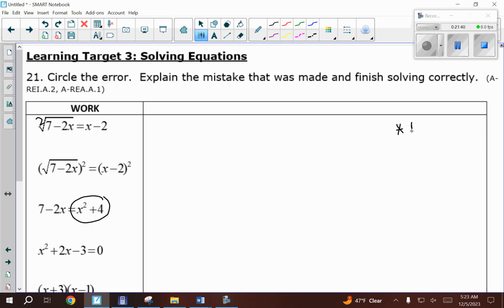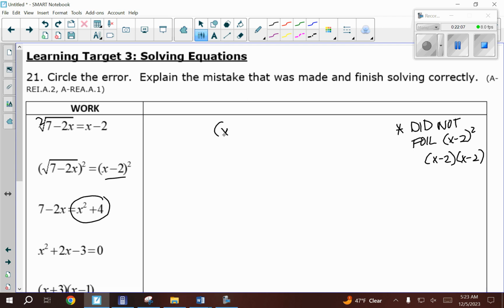So the mistake is that they did not FOIL x minus 2 squared. X minus 2 squared is not x squared plus 4 because you have to write it twice. And then you have to work it out. So I'm going to go ahead and kind of do that. So if I was to FOIL out, I'll start from the mistake right here.